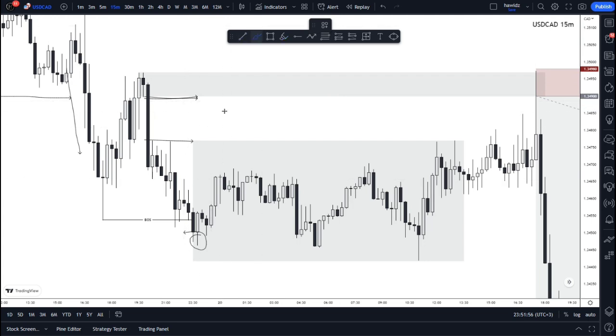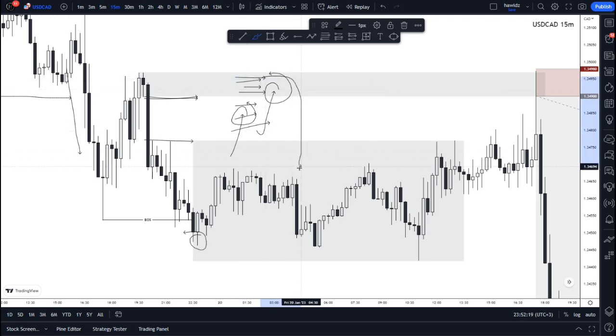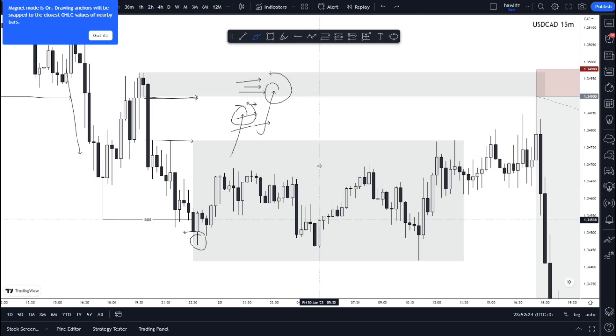Why? Because this imbalance is going to draw price back up to mitigate it, and while it's mitigating this imbalance, it's also going to be part of that move where price comes in and mitigates this supply zone or order block, to trigger the institutional orders that were left in here to take price very rapidly down. Now let's look at what happened.